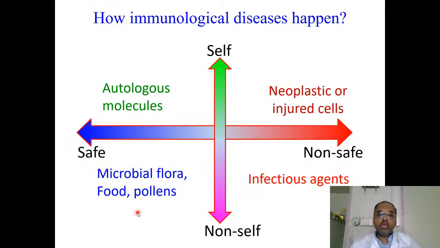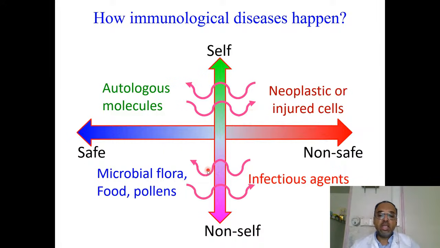So, how do immunological diseases happen? Well, when things get mixed up, like infectious agents are mistakenly considered safe, we have infectious diseases. When neoplastic cells are mistakenly considered self, we have cancers. When autologous molecules, which are harmless, are mistakenly considered dangerous, we have autoimmune diseases. And also, when we have microbial flora, food antigens, or pollens considered non-safe, we have some other diseases which some people call hypersensitivity.